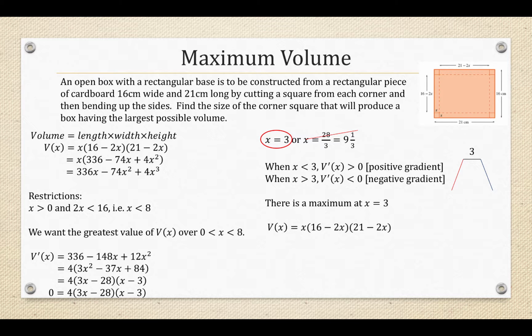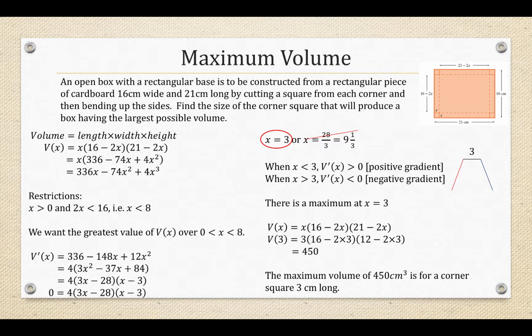What we're going to do now is find the volume. So V of 3, and we're putting it back into the original volume, not the differentiated value. That will give us a result of 450. The maximum volume of 450 cubic centimetres is for a corner square 3 centimetres long. I hope you found this helpful.